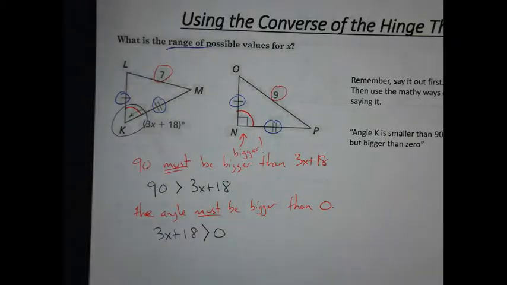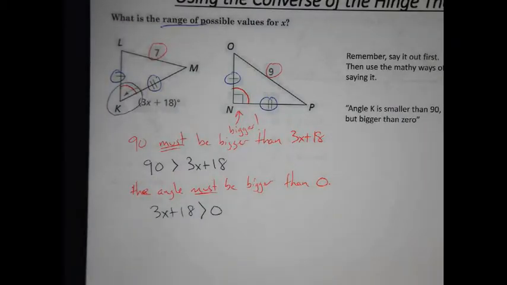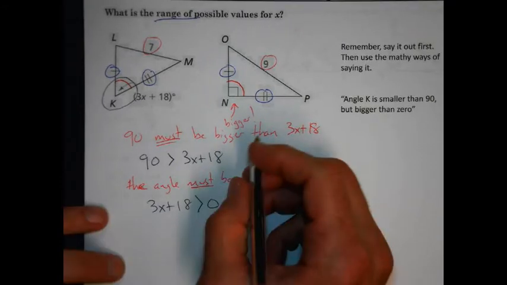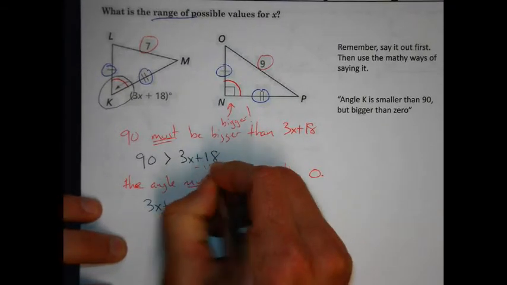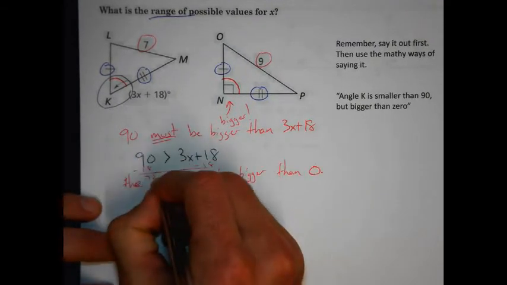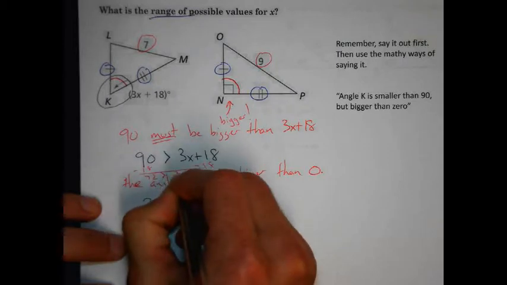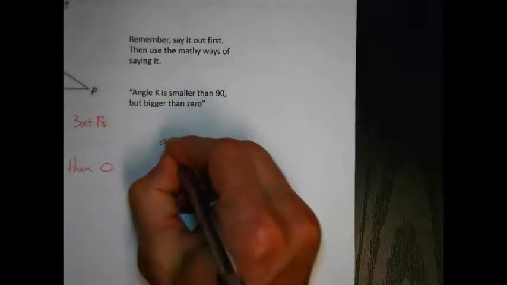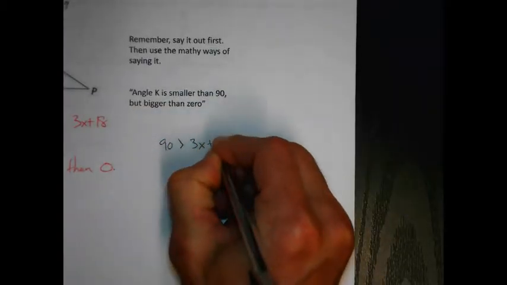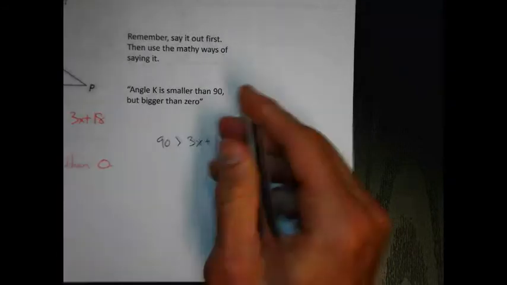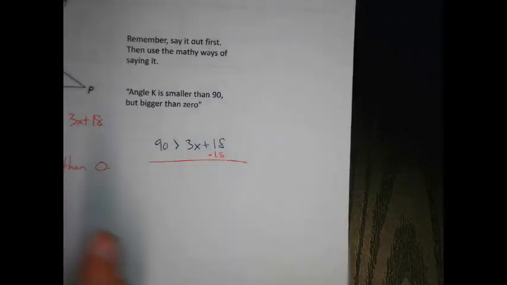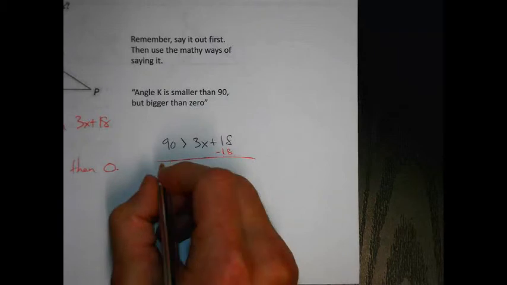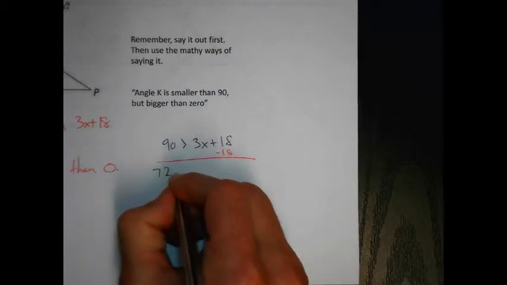Okay, so how does that work? We do our simple solution things here, right? We subtract 18 from both sides, and we find out that 72 is greater than 3x. Let me rewrite this somewhere else because you're going to need to see what's going to happen. Check this out. Subtract 18 from both sides. Okay. And now what do we have? So we have 72 is greater than 3x.